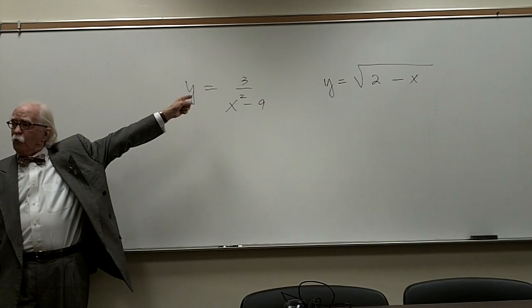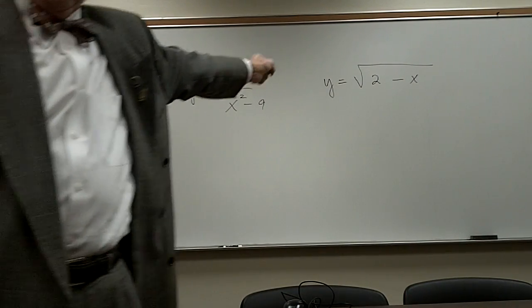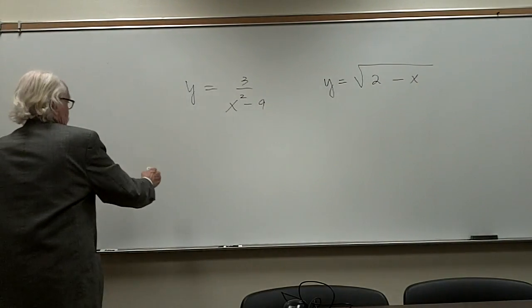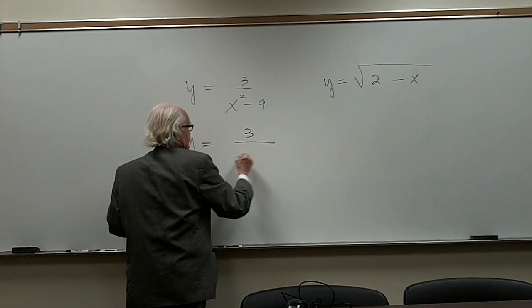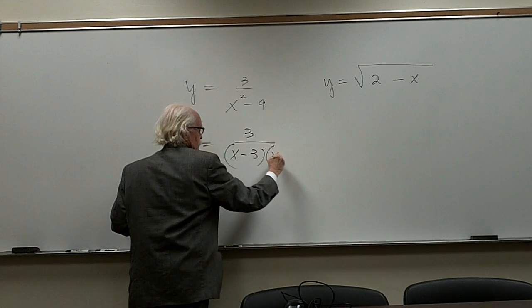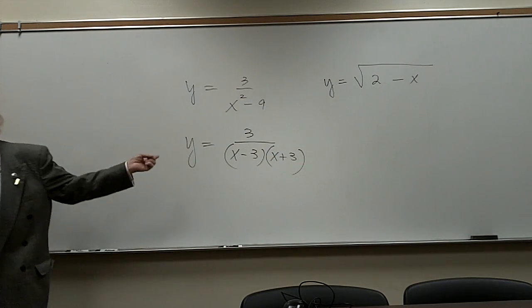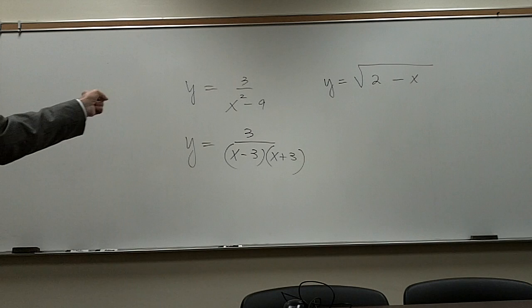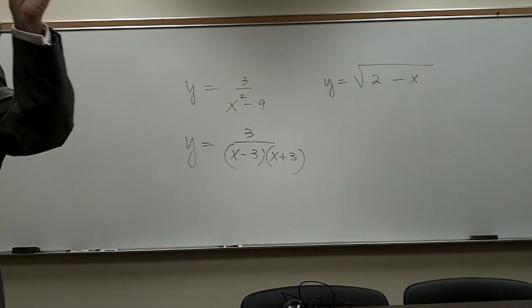If they ask you, what is the domain of this problem? Then I guarantee you it's going to be a lot easier to find the numbers that you were not allowed to use versus the numbers that you are allowed to use. That make sense? Find out what you're not allowed to use, and you can quickly say, okay, what can I do with this? And easily you can see that you're not allowed to put a what in there for x. You cannot put a minus 3, nor are you allowed to put a positive 3.